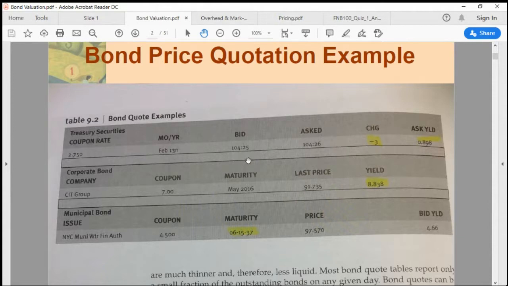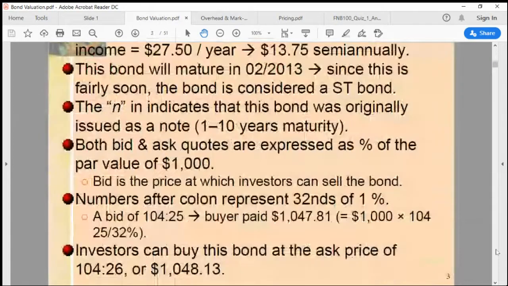This is actually a 1 over 32 system, right? Thirty-seconds system. That means this is 104% and 25 over 32 of a percent, right? 104 and 25 thirty-seconds. That is quite unusual. But you'll get used to it. You should get used to it. It's not that difficult.